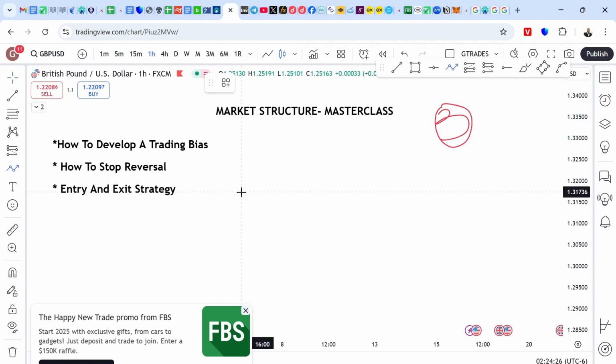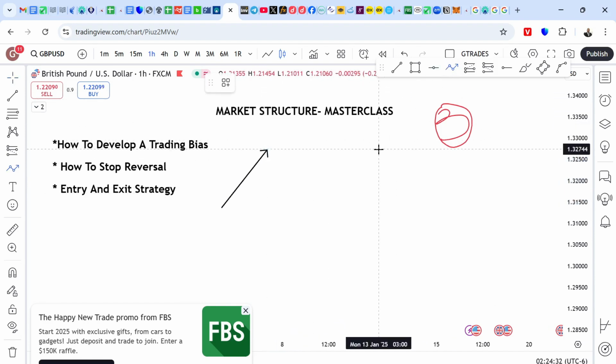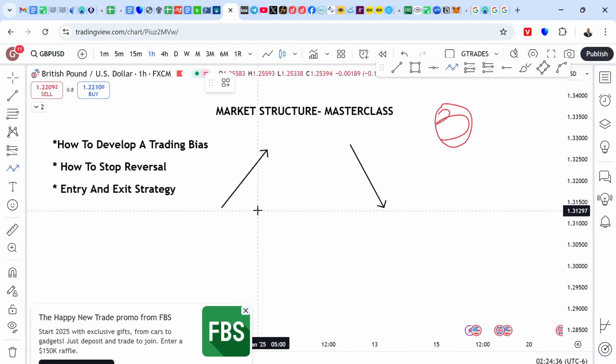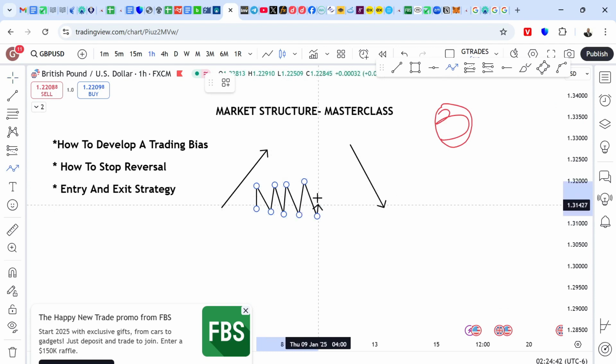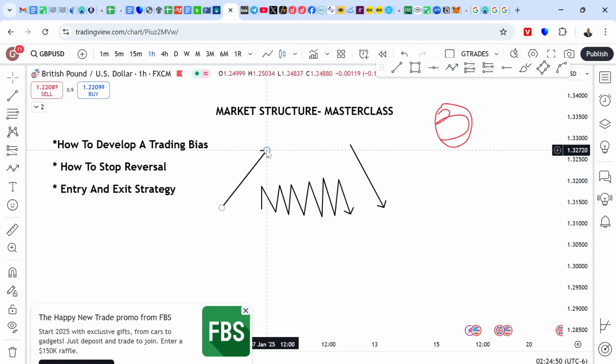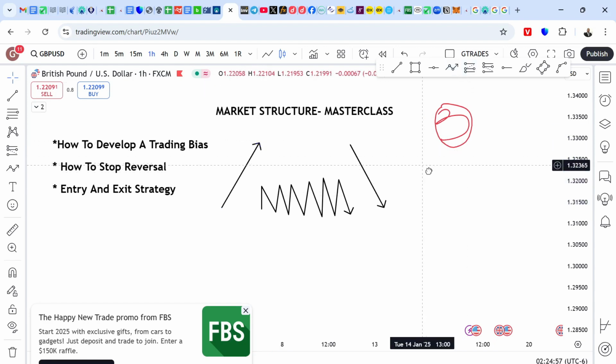Now, the price can do three things. Number one, the price is going up. Or the price is coming down, or the price is moving sideways, from left to right. Did you see that? By this, we will say that the market is consolidating. So once you identify that the price is moving up, it lets you know that the market is in an uptrend.